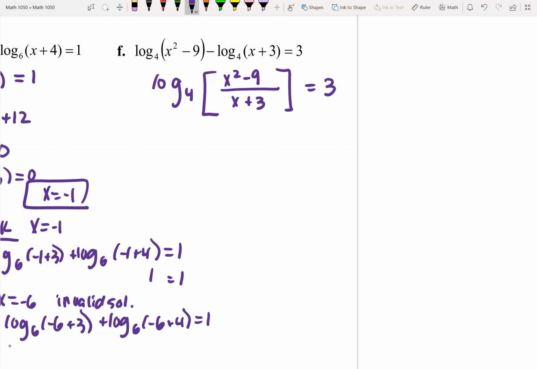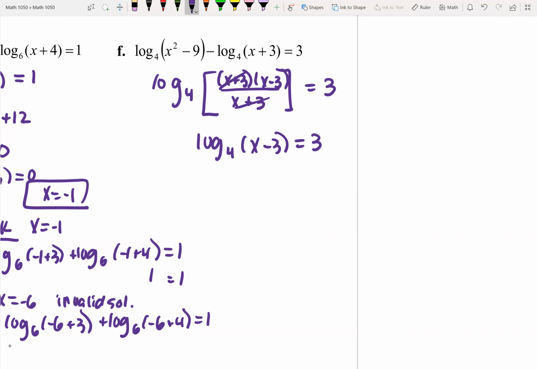Now freeze for just a second. I could convert. I could also do something else. Somebody tell me. You can take apart the x squared minus 9. Yeah, the x squared minus 9 factors. So let's just erase it and write it as (x plus 3)(x minus 3). Why did I do that? Now the x plus 3's cancel. So now I have log base 4 of (x minus 3) is equal to 3.